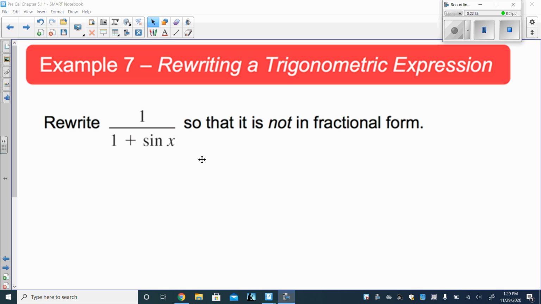All right, so what we're looking at is this here. We want to rewrite 1 over 1 plus sine of x so that it's not in a fractional form. Now, most likely, as you've noticed, we're probably going to have the Pythagorean identity show up, and it will. And that's the main way.